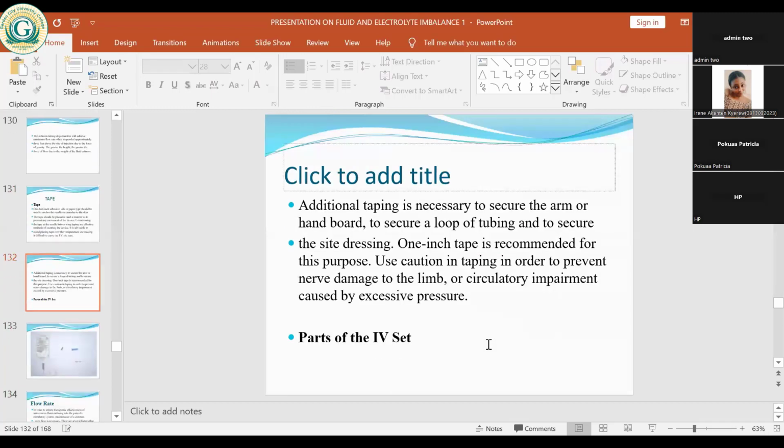Additional taping is necessary to secure the arm or the hand board. So if you use a board, then you have to apply more plaster to secure the hand and the board.